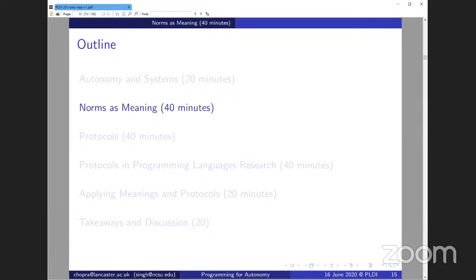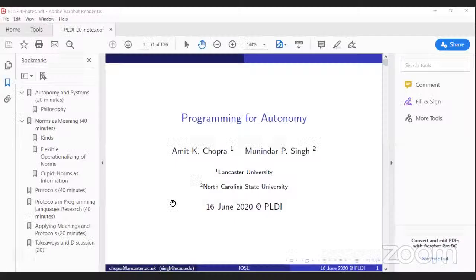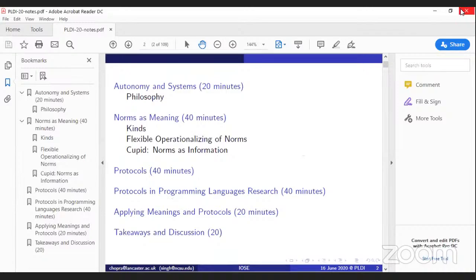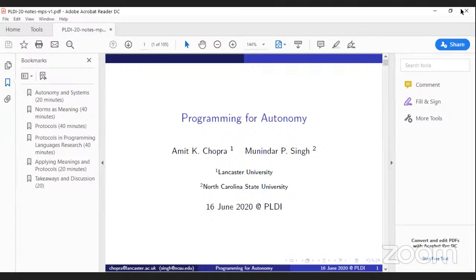Do I need to stop sharing, Amit? No, I think I can just take over. Okay, let's try. The screen. Sorry, I'm just trying to find. Just almost done. I'm new to Zoom.